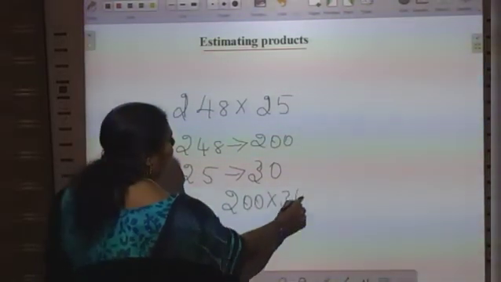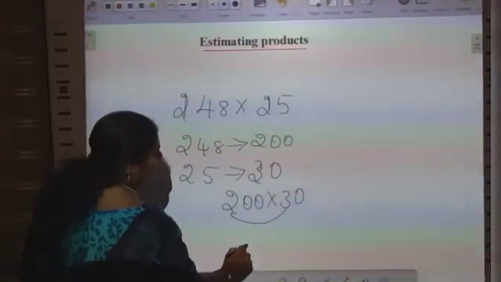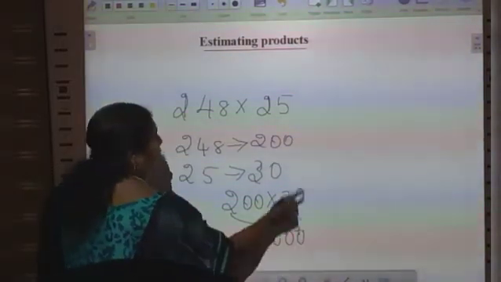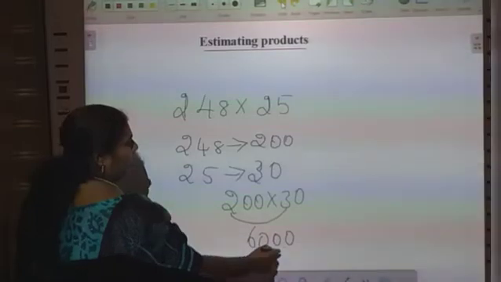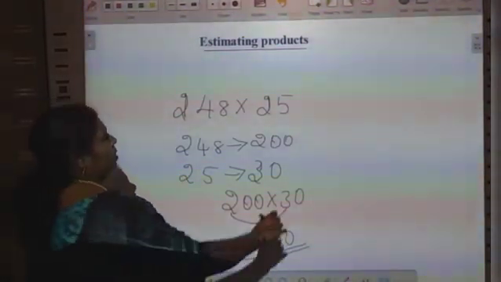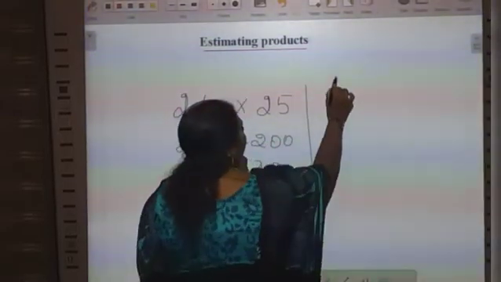200 into 30, you see we can multiply. 2 times 3 is 6. Then remaining how many zeros it will come? 3 zeros. So that means 6,000, isn't it? Right? So one more example.